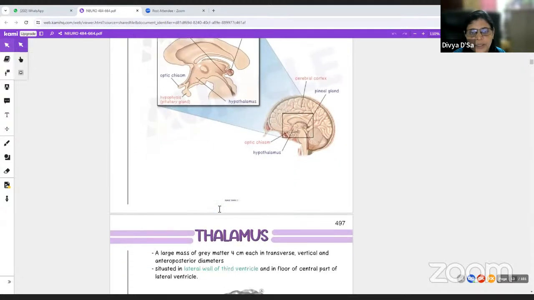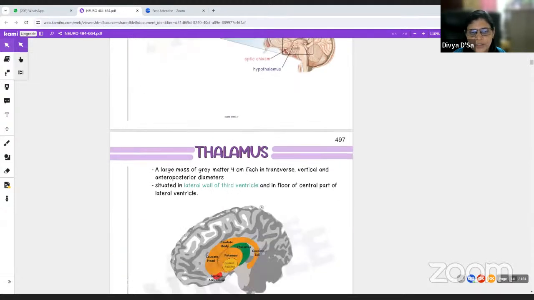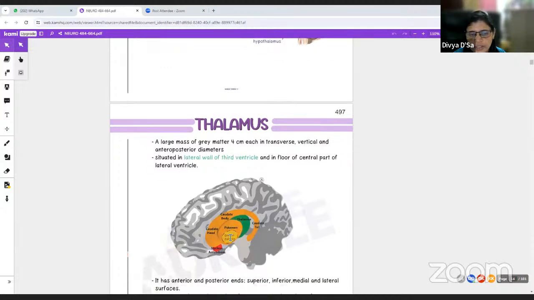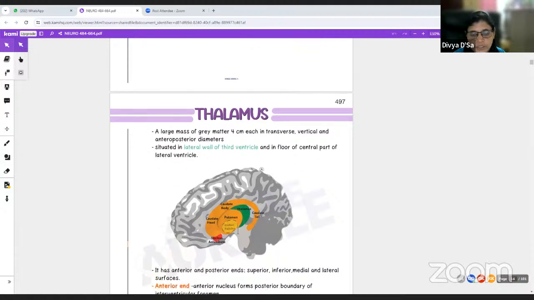Okay, the thalamus is a large mass of gray matter, about 4 centimeters each in transverse, vertical, and anterior-posterior diameters. So where is it situated? It is situated in the lateral wall of the third ventricle, and it forms the floor of the central part of the lateral ventricle.